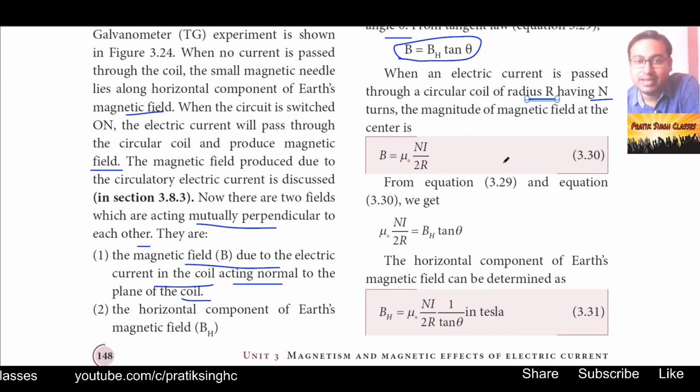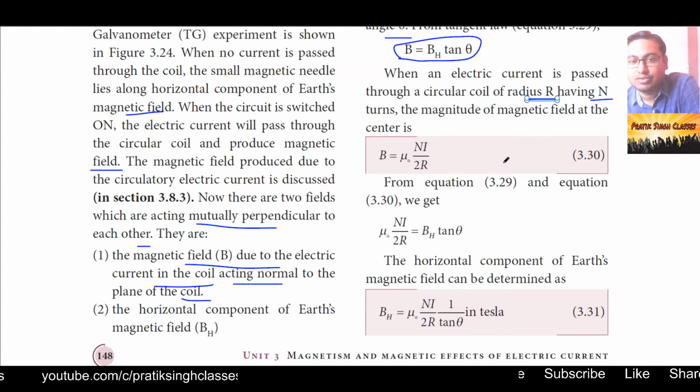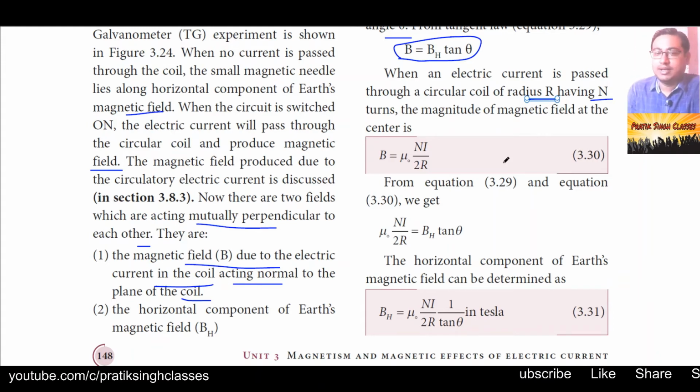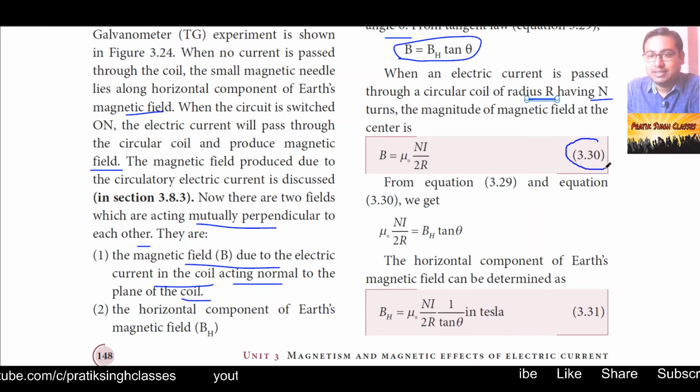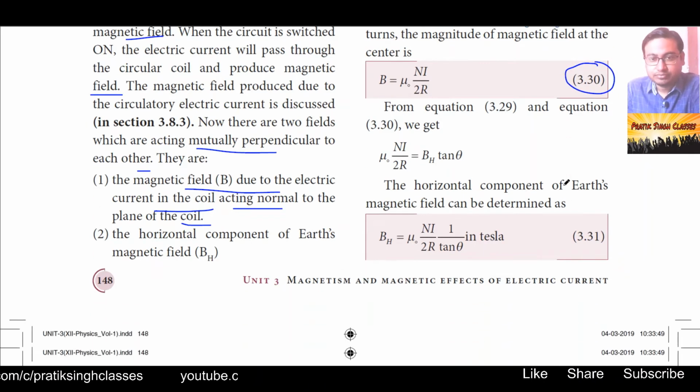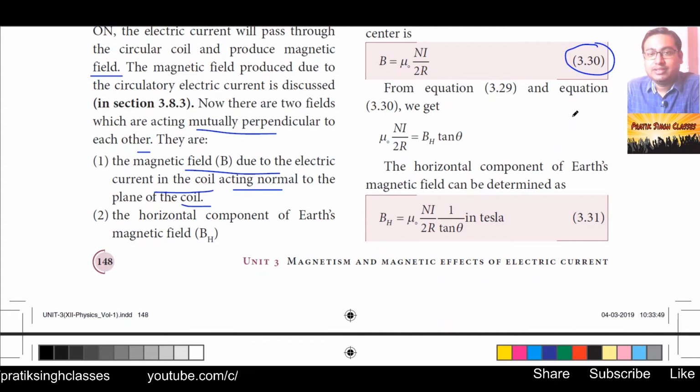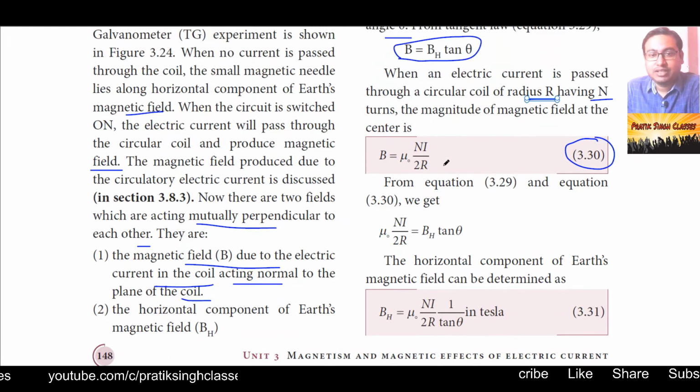When an electric current is passed through a circular coil of radius r having N turns, the magnitude of the magnetic field at the center is given by B is equal to mu naught N i by 2r. This equation we already have seen in unit 2, if you remember. From this equation and equation 3.30 we get mu naught N i by 2r is equal to Bh tan theta. Here we have this B value and again here we have this B value. If you compare both, we will get Bh tan theta is equal to mu naught N i by 2r. As simple as that.